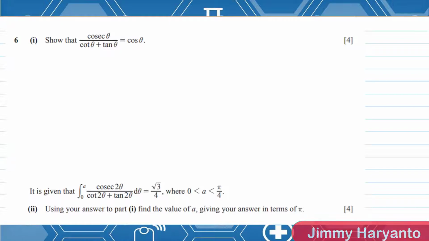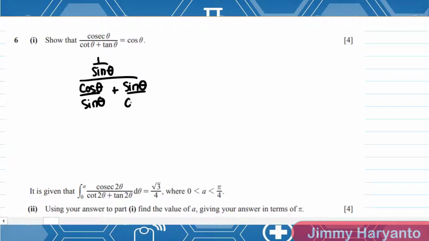Show that cosecant theta over cotangent theta plus tan theta equals cos theta. So it will be 1 over sin theta, because cosecant is 1 over sin. And then cotangent is cos over sin, tan is sin over cos. And the answer should be cos theta.